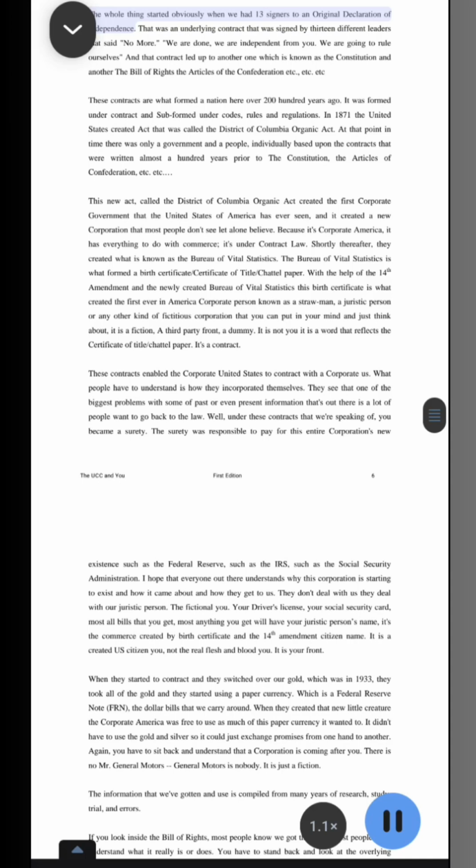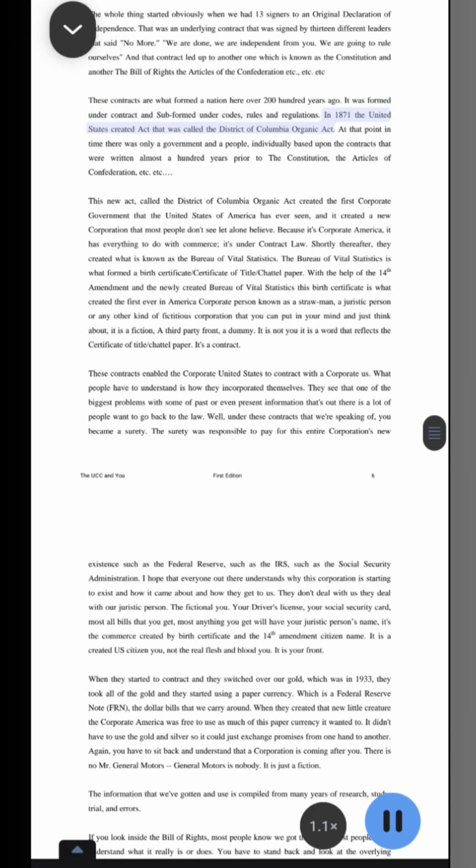The whole thing started obviously when we had 13 signers to an original Declaration of Independence. That was an underlying contract that was signed by 13 different leaders that said, no more. We are done, we are independent from you. We are going to rule ourselves, and that contract led up to another one which is known as the Constitution, and another, the Bill of Rights, the Articles of the Confederation, etc., etc. These contracts are what formed a nation here over 200 years ago. It was formed under contract and sub-formed under codes, rules and regulations.